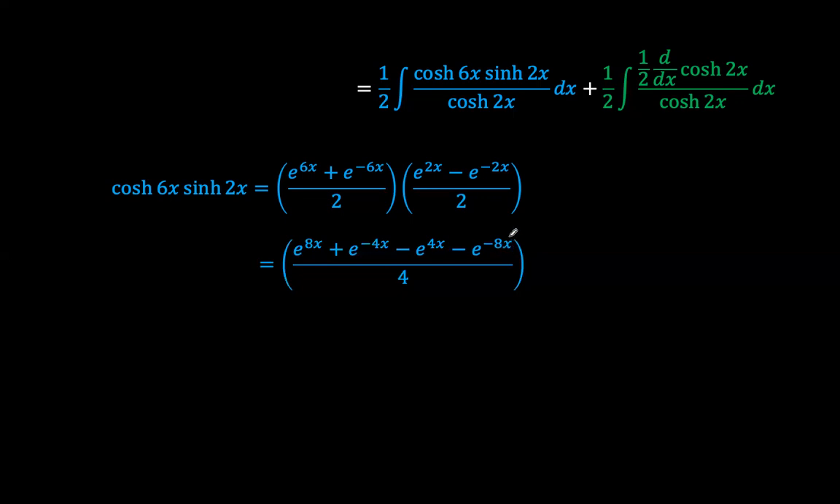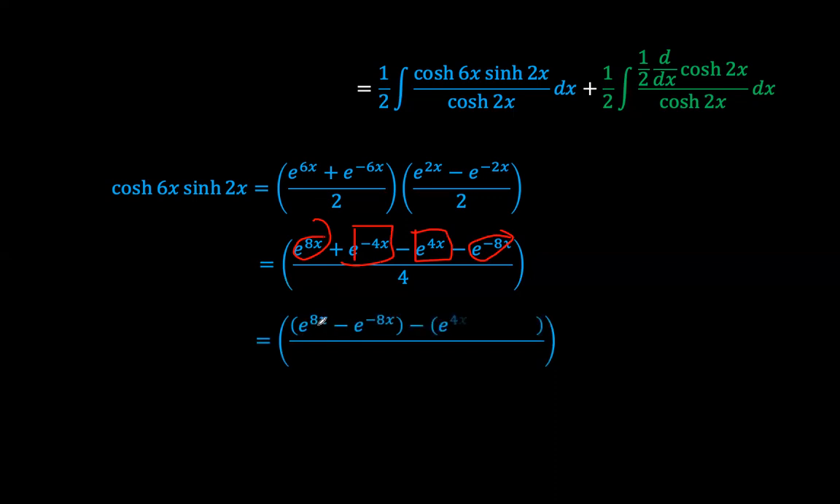So we can bunch these and this, and then we can bunch this and this, so that we now have e to the power 8x minus e to the power negative 8x, minus brackets e to the power 4x minus e to the power negative 4x, all divided by 4.